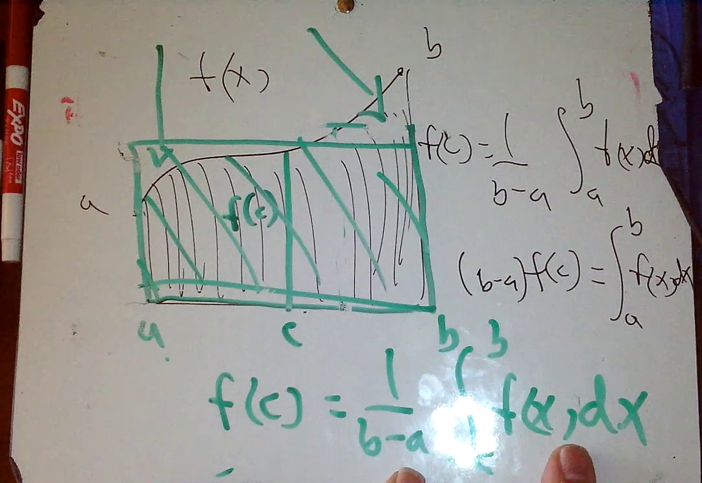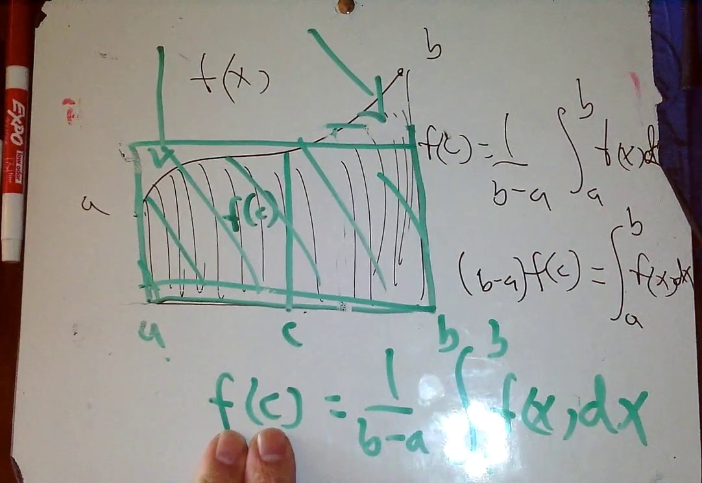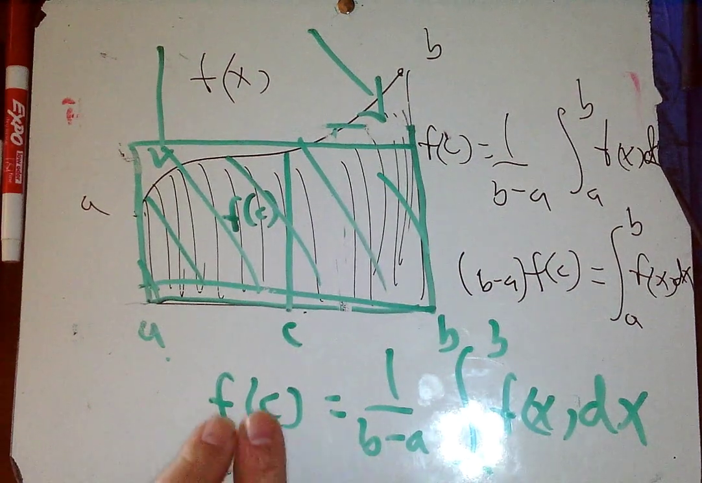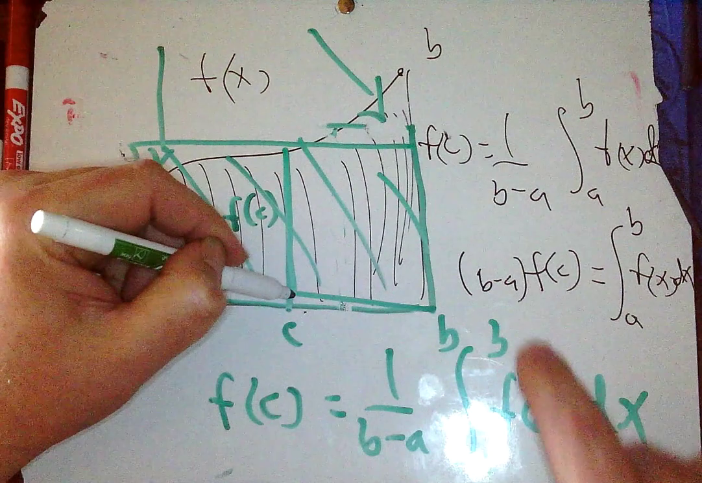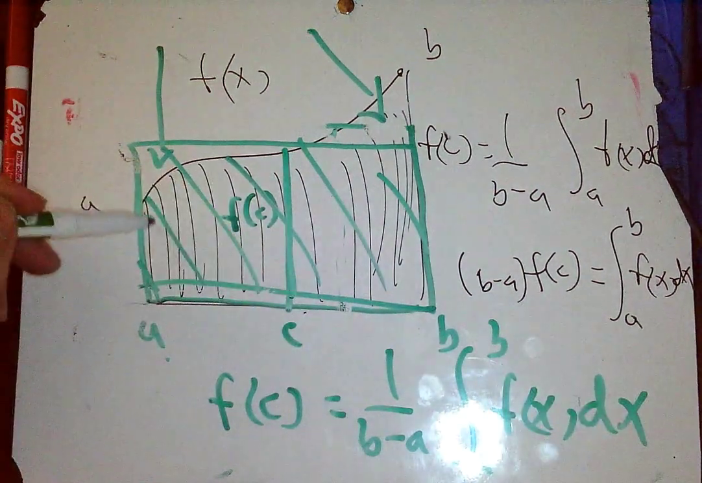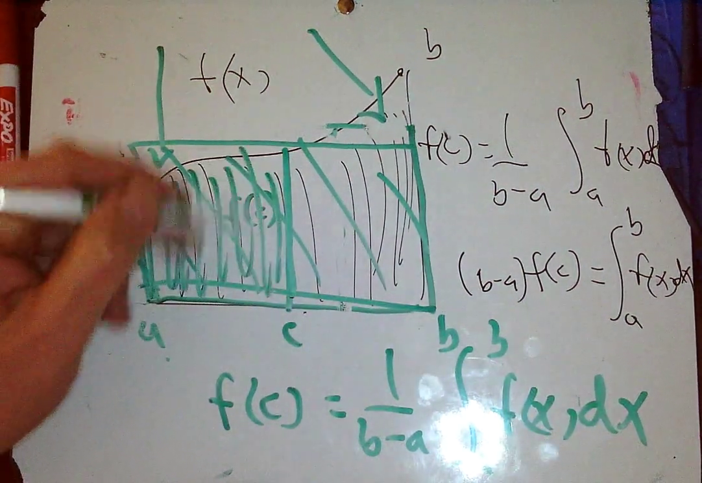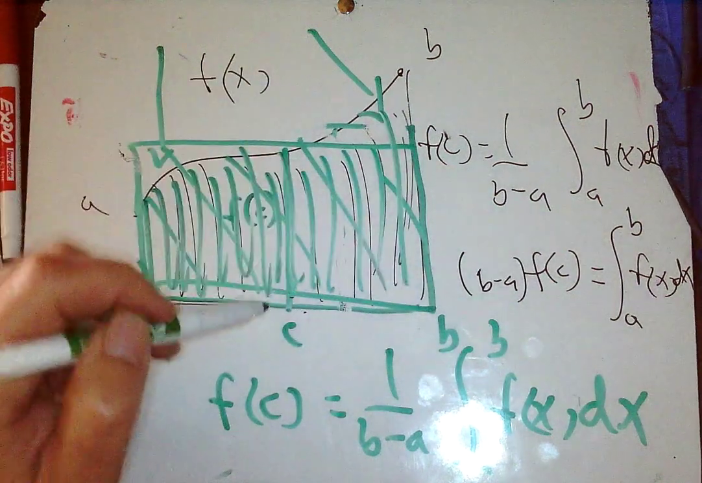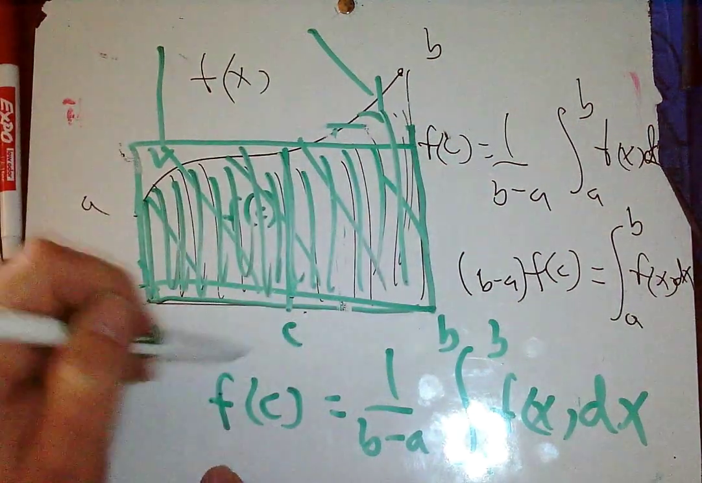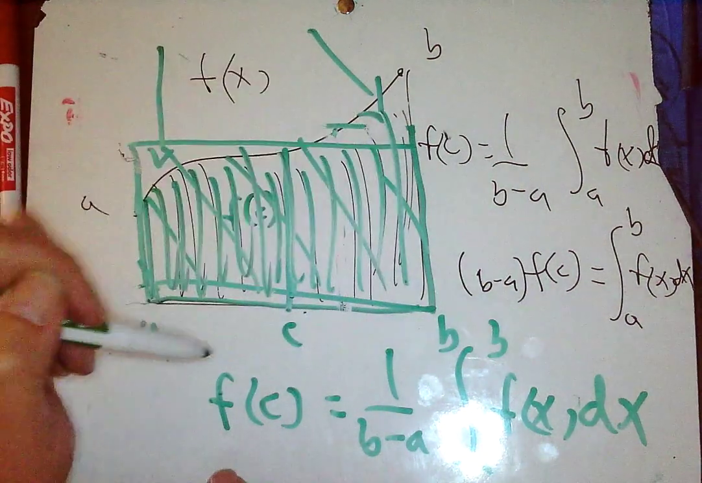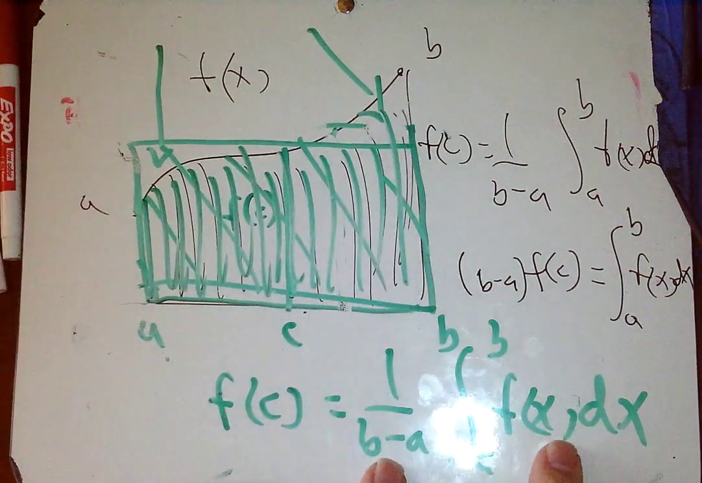Remember how we said this was the average value formula? Well, that's what this is. This represents the average height on a to b under this function. There are an infinite number of heights here. The average height, the average value of all those y values is this formula.